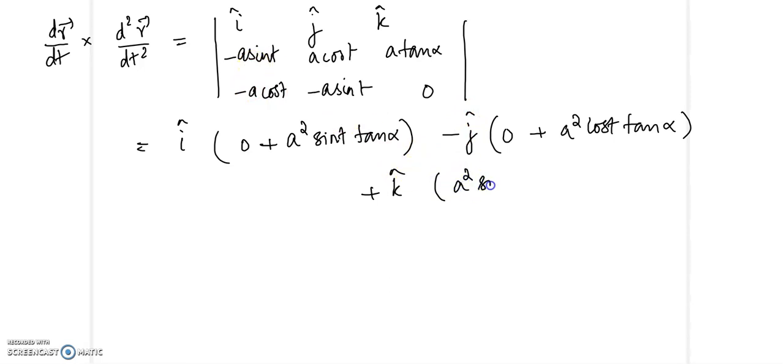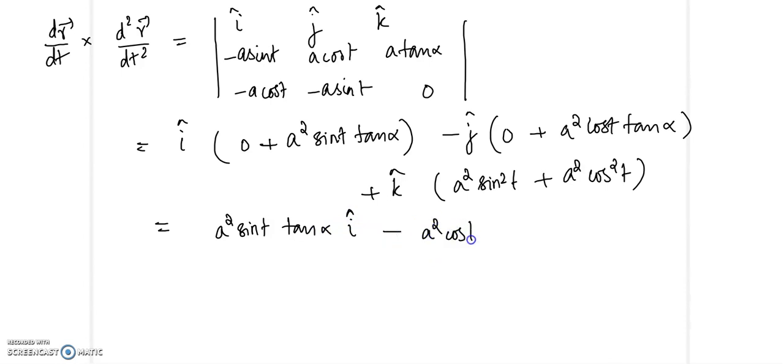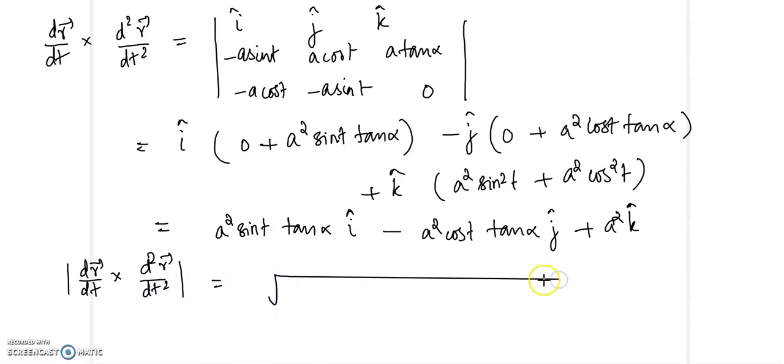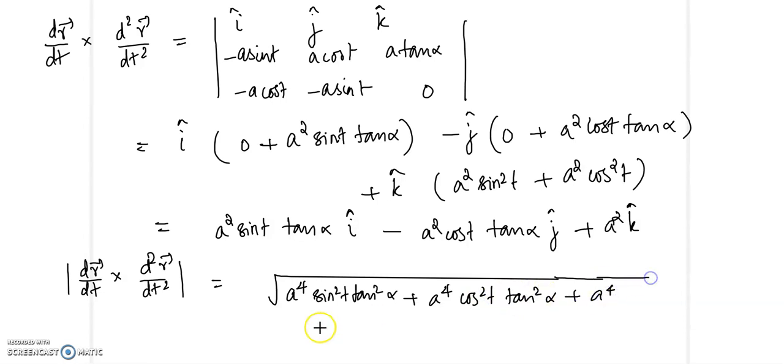So here you will get a square sin square t plus a square cos square t. So that will be a square sin t tan alpha i minus a square cos t tan alpha j plus a square k. So therefore the absolute value of dr by dt cross d square r by dt square will be equal to root of a raised to 4 sin square t tan square alpha plus a raised to 4 cos square t tan square alpha plus a raised to 4. So a raised to 4 is common in all the terms.